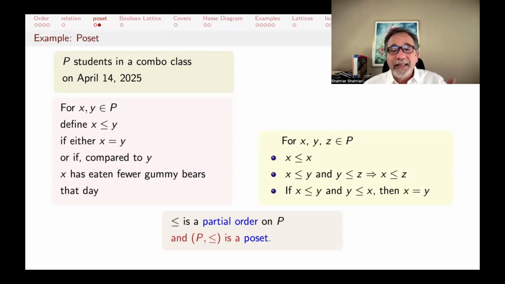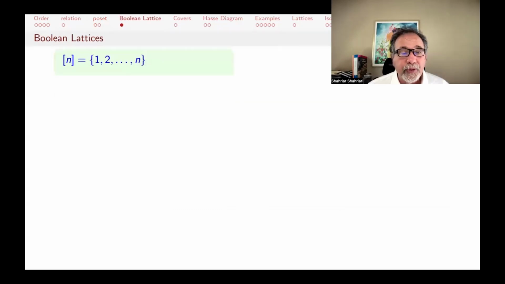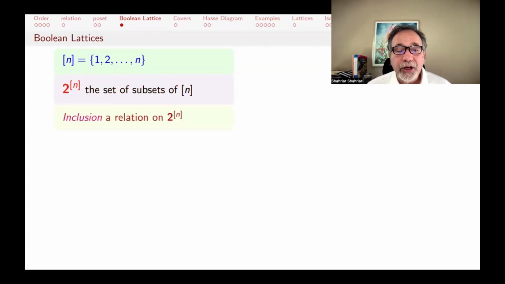So we are telling you what the set is and what the relation is. A prototypical example of a poset is the Boolean lattices. Bracket n stands for a set with n elements, 1 through n. The set of subsets of [n], which we denote by boldface 2 to the bracket n, is the set of subsets, and inclusion is the relation.